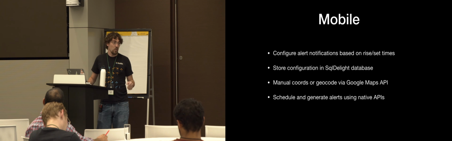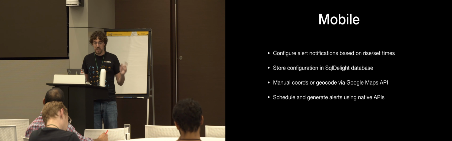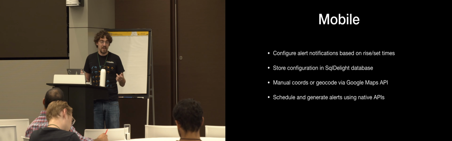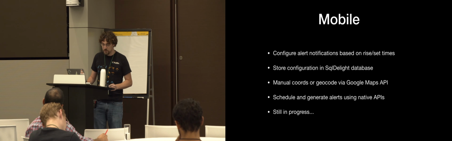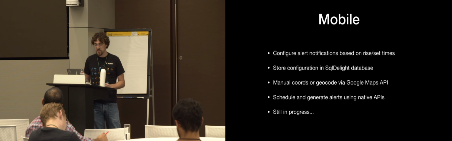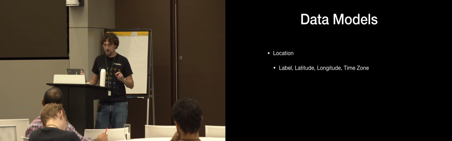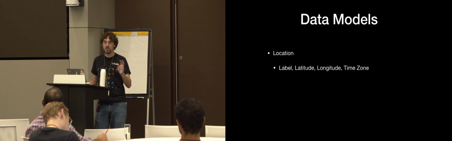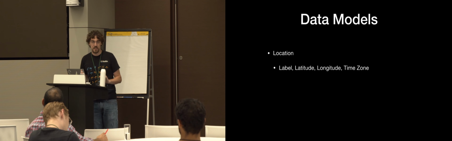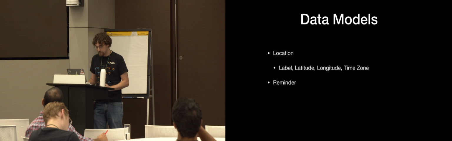And then with all of that as our input data, we want to schedule and generate alerts using the native APIs. So a lot of things still in progress here, but I'll walk through some of the stuff that I've done so far, starting from the core data models. So we have a location, which has a name, has longitude and latitude for its position, and a time zone, so it knows which times to output.